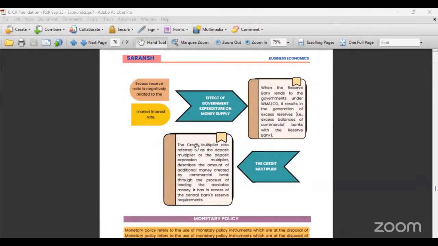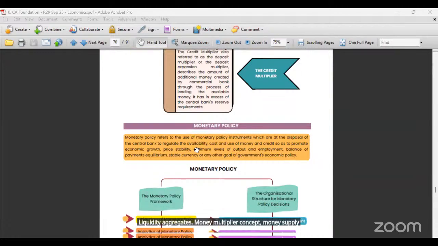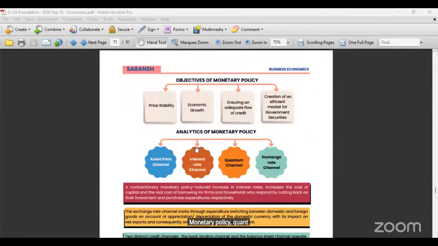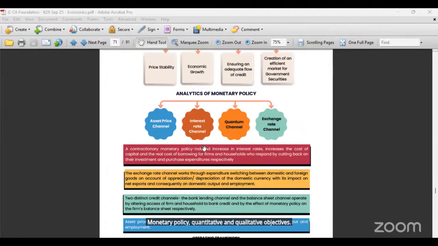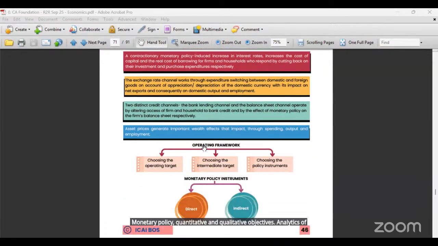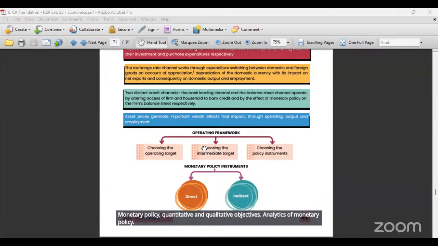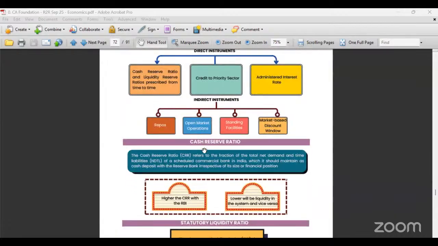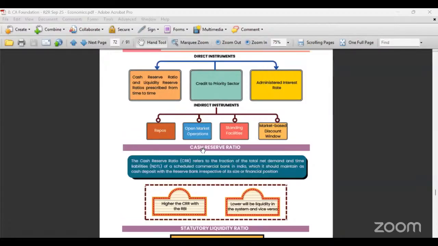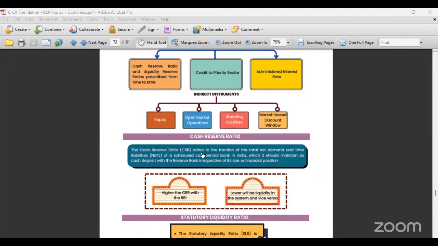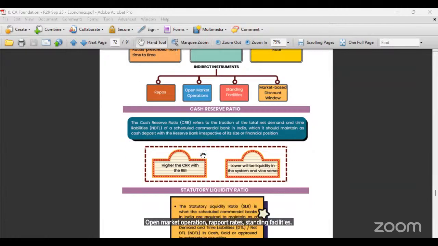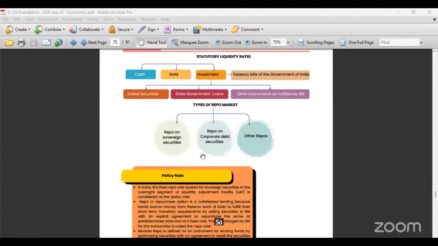money multiplier concept, money supply concept, monetary policy, quantitative and qualitative objectives, analytics of monetary policy. Direct instruments like cash reserve ratio, statutory liquidity ratio, open market operation, repo rate, standing facilities. So we have discussed this in detail.